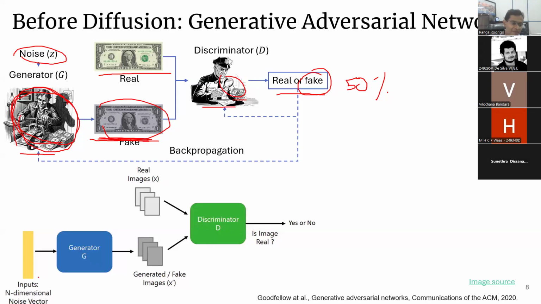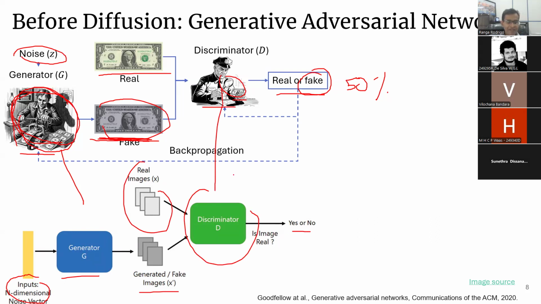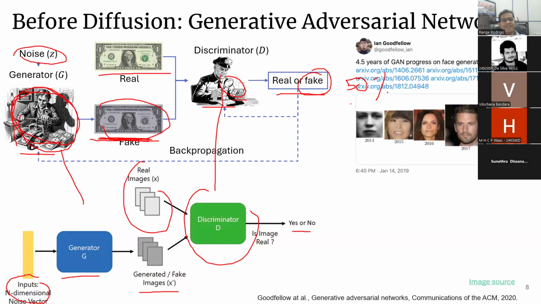So in another picture, you input a high-dimensional noise vector, and there's a generator, and then it generates fake images. Then the real images are there. The discriminator, the policeman, compares them and says real or fake. These are generative adversarial networks, and this is the first author of that, Ian Goodfellow, and he has also produced this kind of survey on 4.5 years of GAN progress in face generation. So GANs have also done well.